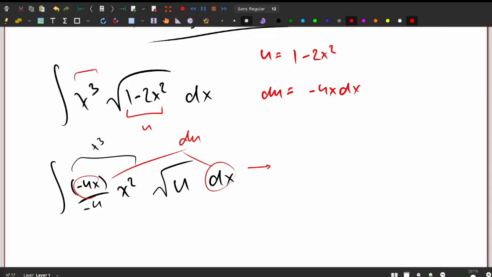We can rewrite our integral in almost terms of u. We can say du over negative 4, x squared, root u. We have our du here, so now it's in terms of u, but we still have this x term here. So how do we get rid of this?